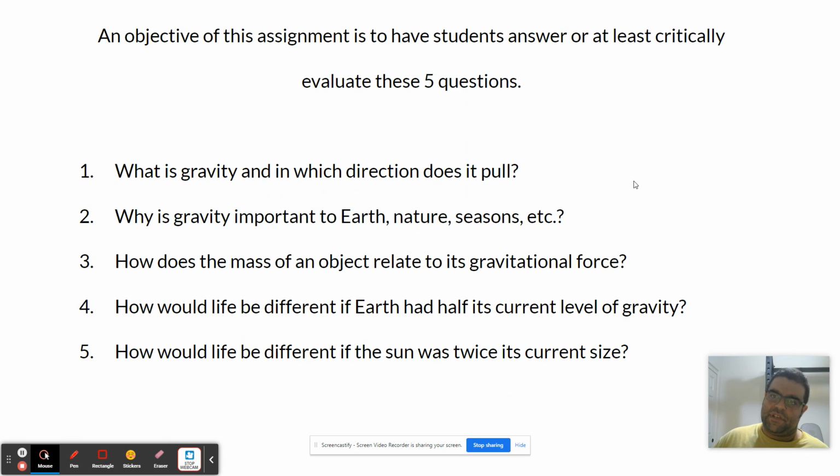Okay, and the objective of this assignment is to have students, at the end of this assignment, possibly for assessment's sake, be able to answer these five questions. Maybe after a couple days of work, we want them to be able to critically think about gravity, Earth, the sun, and the relationship they all have with one another.